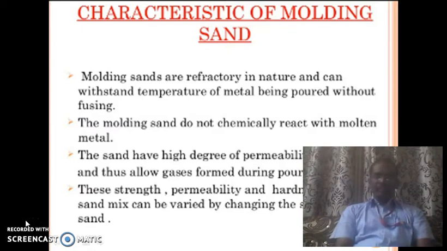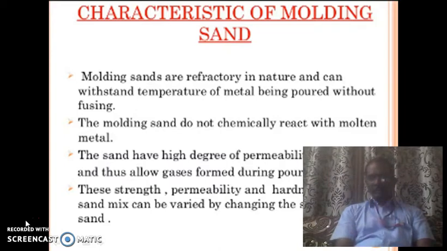Molding sands are refractory in nature and can withstand the temperature of the metal being poured without fusing. Actually, sand is a ceramic material. Ceramic material can withstand high temperatures. In our casting process, the hot molten metal will be roughly around 1500 degrees centigrade to 2000 degrees centigrade. So sand has the capability to withstand that temperature. That's why sand is preferred in the casting process.